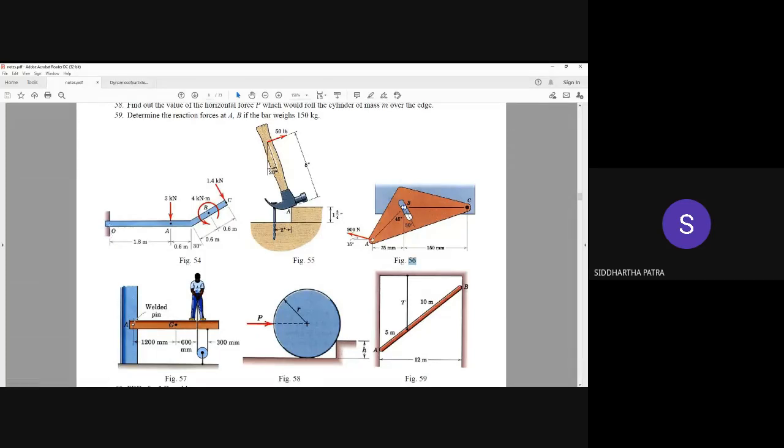Again, the type of problem that we observed with figure 54, we have seen with 57 also: at A, some of you are confused about what sort of reactions there should be. Because it's a welded joint, isn't it supposed to have all possible reactions, that is two forces and a moment? But you have not done that.